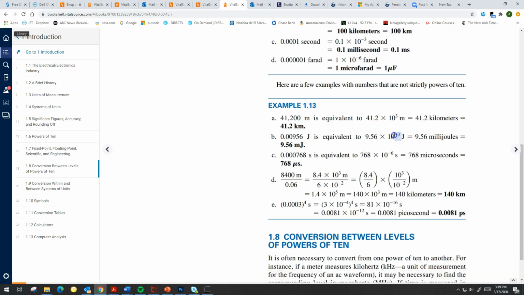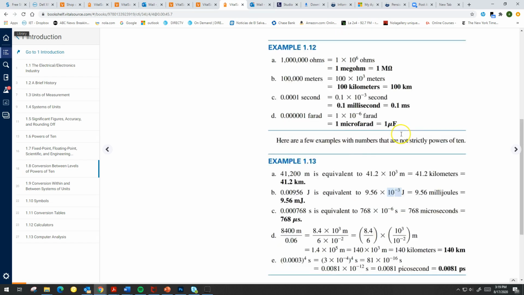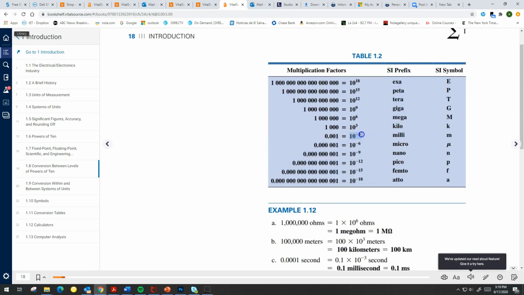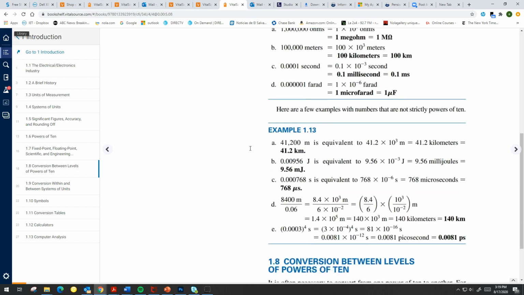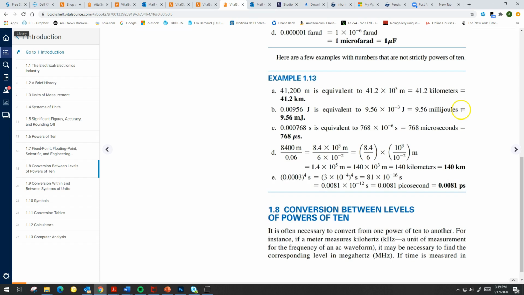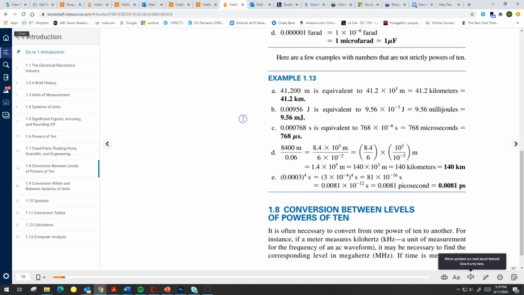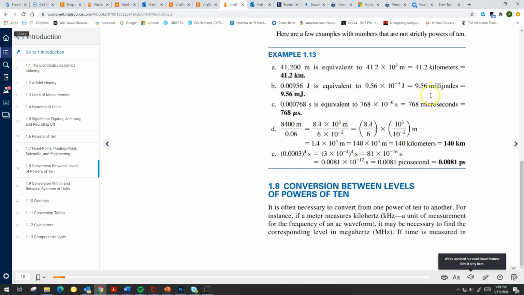And now I can say 10 to the minus 3 means milli, because I know it from here. Milli is associated with 10 to the minus 3. So I have 9.56 times 10 to the minus 3 joules, or millijoules. Again, I'm not going to leave the answer like this, although it is correct. It's not proper. The proper answer is 9.56 little m J, meaning millijoules. That will be the proper answer. I'm going to leave the other ones for you to practice, but it's the same idea.